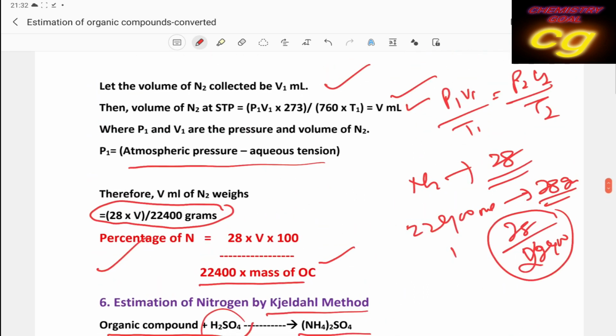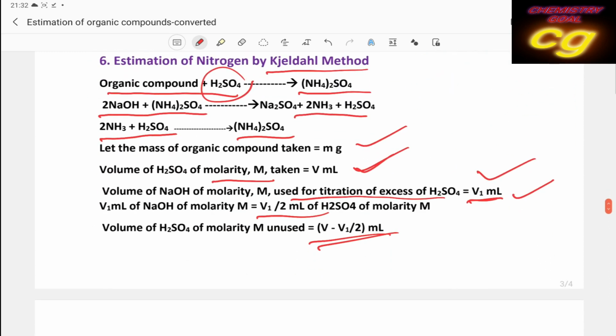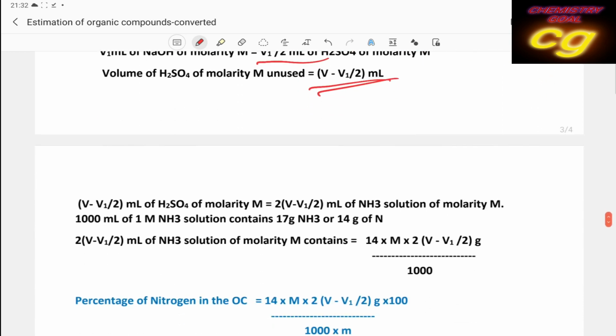V minus how much? V minus V1 by 2. V is the volume of sulfuric acid initially taken. Now V1 by 2 is the volume of sulfuric acid consumed during the reaction. Then how much volume of sulfuric acid is unused? That is V minus V1 by 2 mL. So you have to remember this formula.